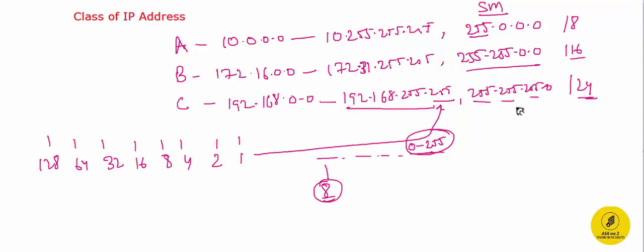8 bits, 8 bits, 8 bits, that turns out to be 24. Similarly, 8 bits plus 8, 16 bits. So these are network bits, the number of network bits. The subnet mask is the number of network bits.